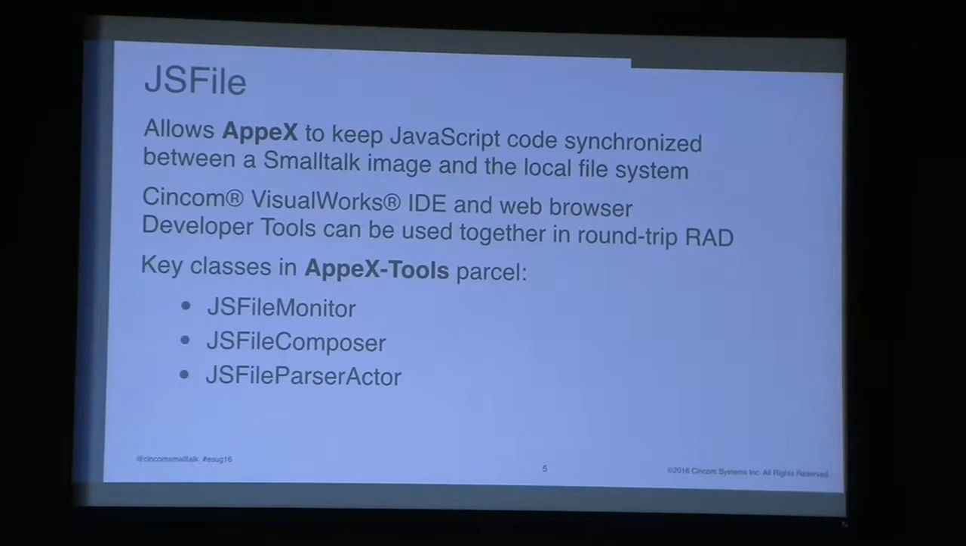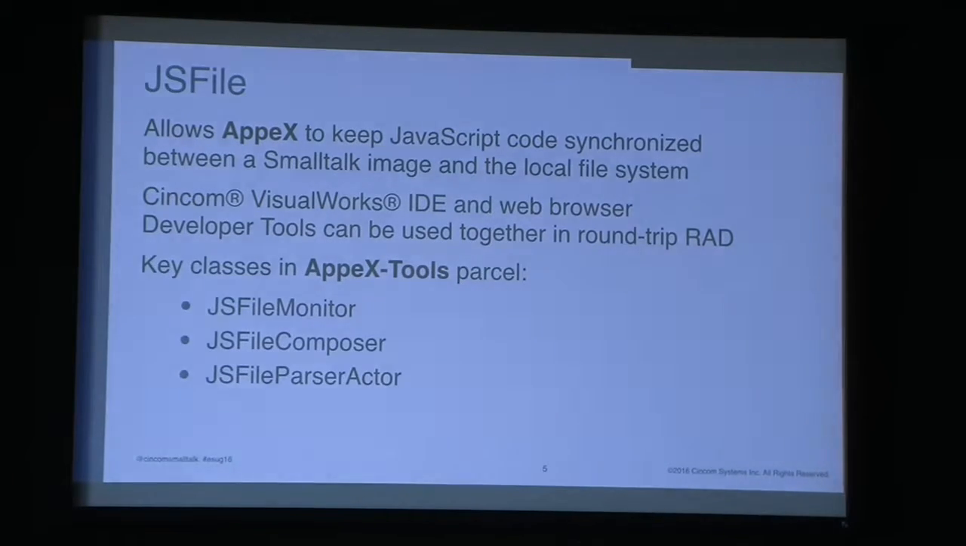So when we learned about this, we did something that is still somewhat experimental, but it works, kind of. It allows the AppeX server to keep JavaScript code synchronized between a Smalltalk image and the local file system. So what you need to do, of course, is to have your VisualWorks IDE on one side and the Chrome developer tools on the other side, and together you can create this feedback loop in a round-trip rapid application development.